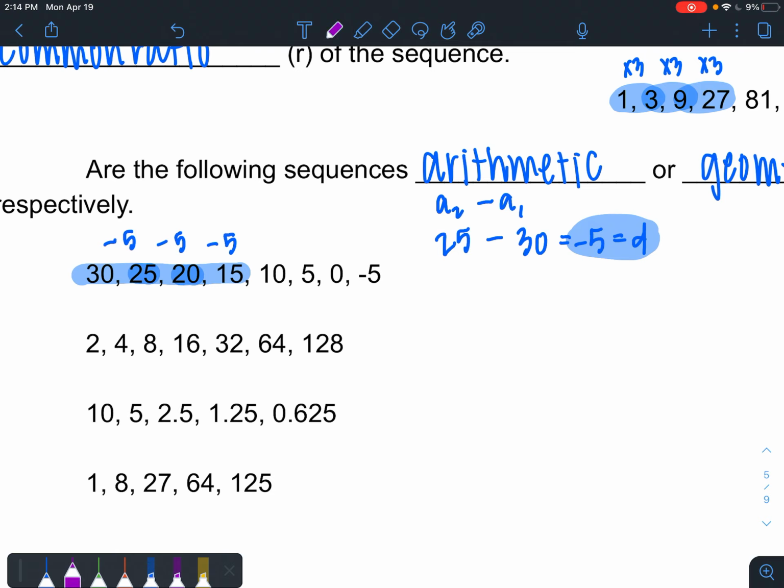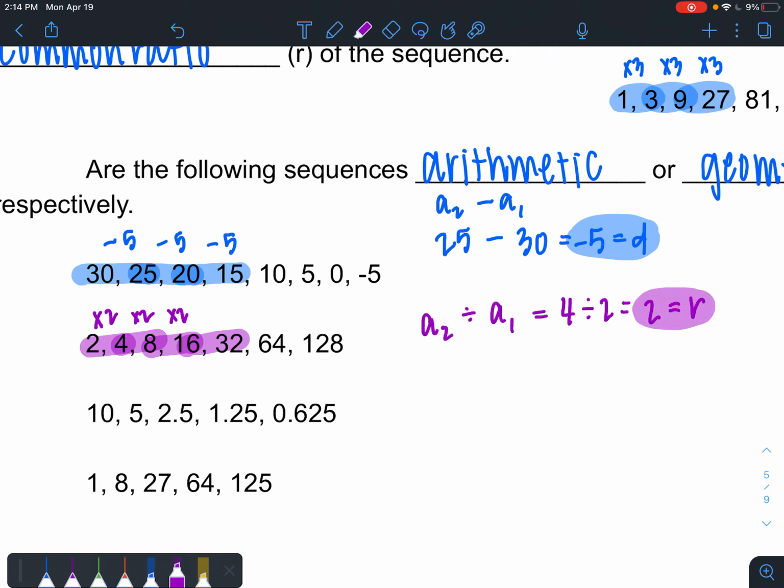All right, this next one here, I'm going from 2 to 4, 4 to 8, 8 to 16, 16 to 32. You should recognize the pattern as times 2 each time. So to find the ratio each time, I'm going to take my a2 divided by my a1. So that's going to be 4 divided by 2, which is 2, and that is equal to my r value, that common ratio.